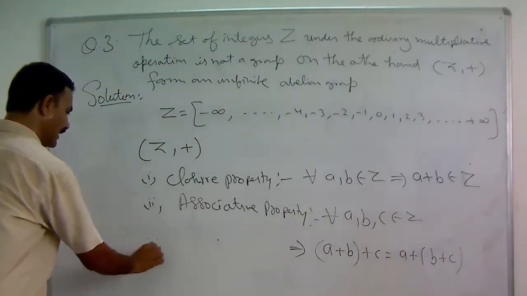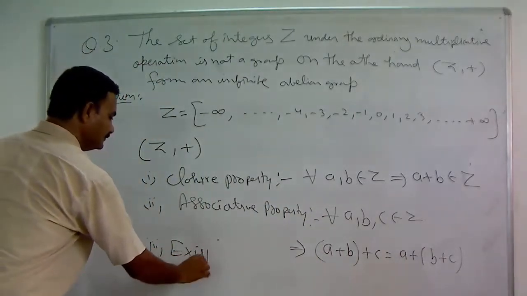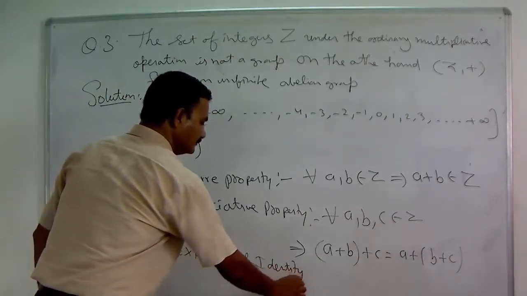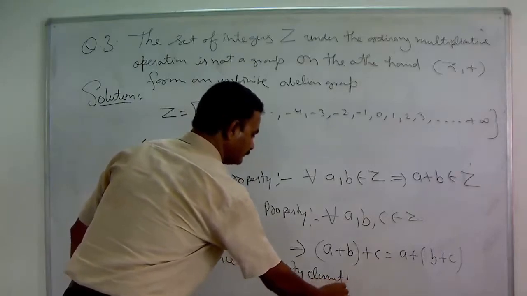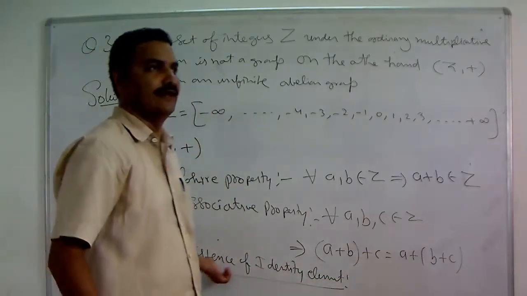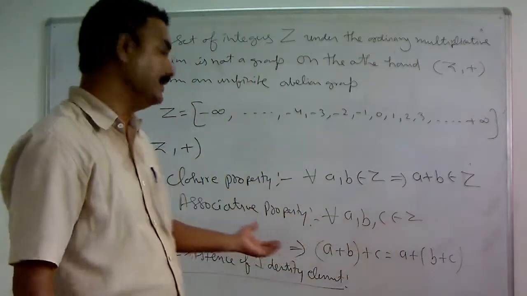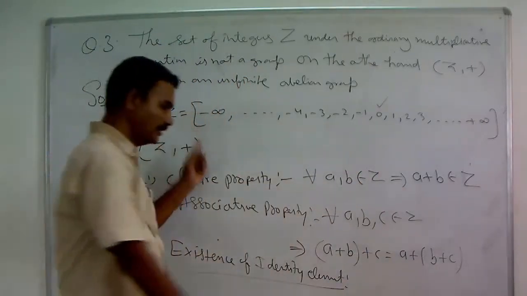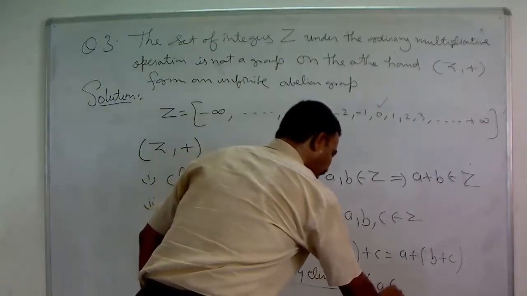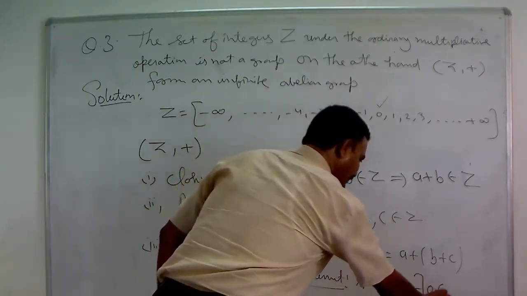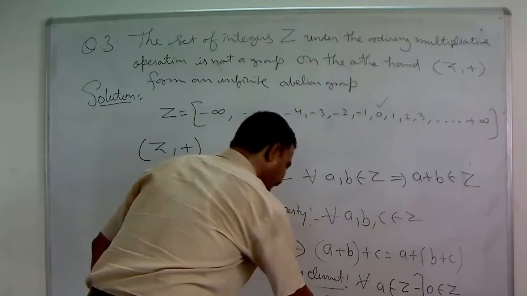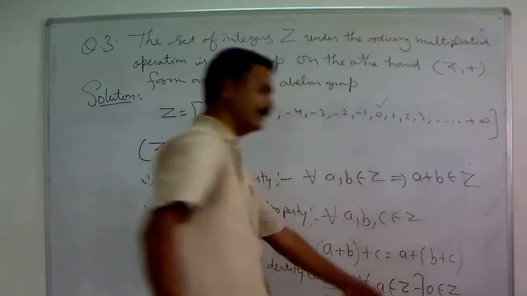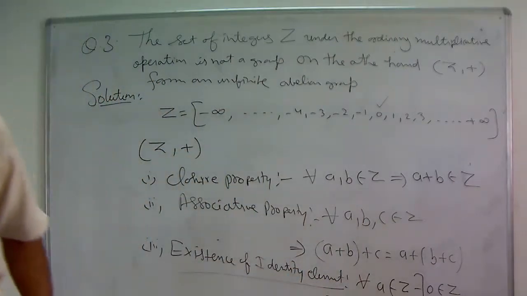The third is existence of identity element. And we know that for the ordinary additive operation, our identity element is 0. And 0 always belongs to Z. So for every member a which belongs to Z, there exists a 0 in Z such that a plus 0 gives us a, and 0 plus a is also a. This is known as additive identity.